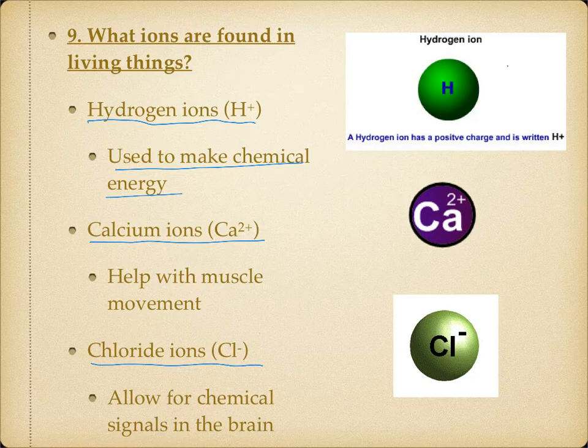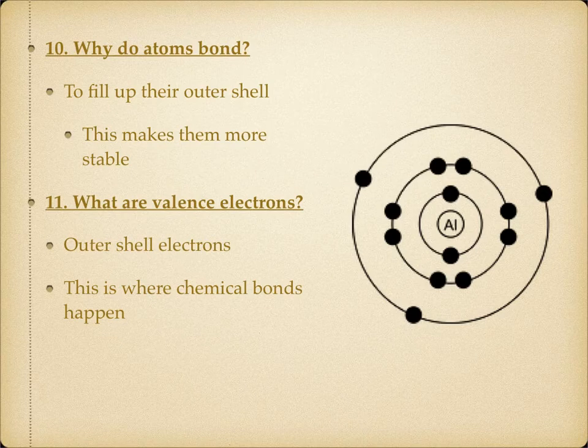This is a +1 ion because it gave away its electron, so it's at a positive charge. This is a +2 ion because it gave up 2 electrons, and this is a -1 ion because it took on 1 electron. Okay, so why do atoms bond? Well, they bond to become stable. They become stable by filling up their outermost shell.